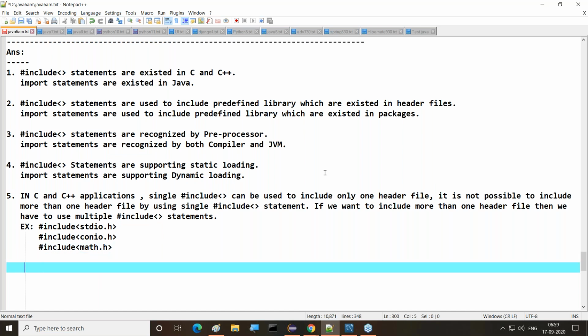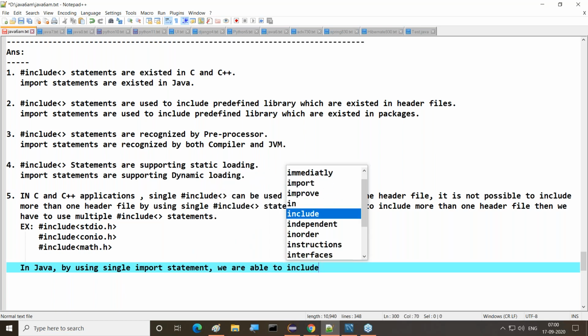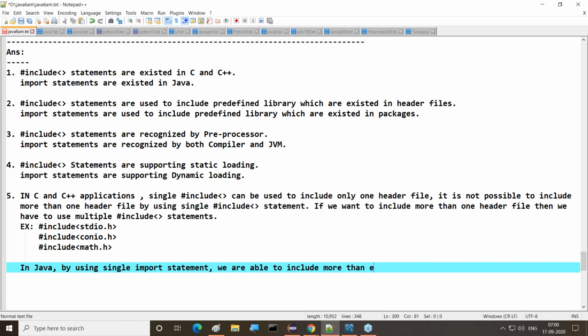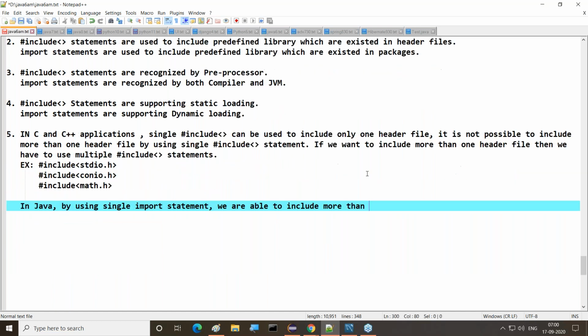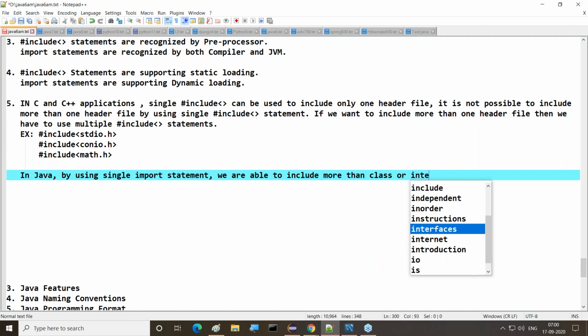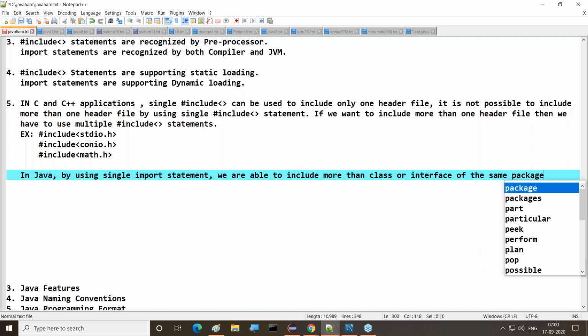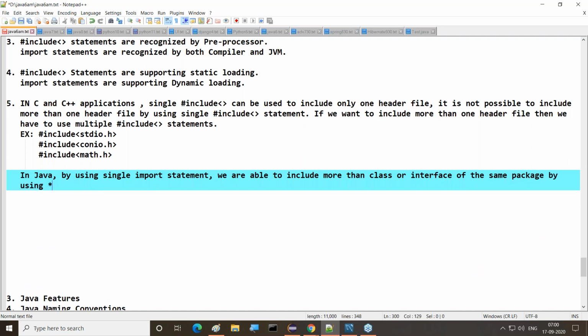But in the case of the import statement in Java, by using a single import statement, we are able to include more than one class or interface of the same package by using star notation.